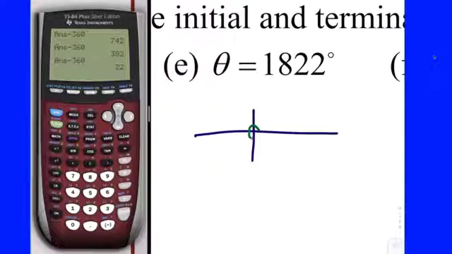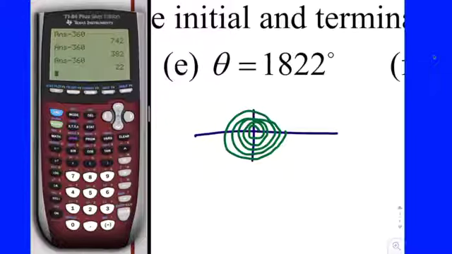One, two, three, four, five full turns, and then 22 degrees, which is going to be somewhere right in here. Now, ultimately, we're not going to be drawing all of those arcs making the complete circle, because you can see it starts to look like that MASH game you played earlier in your life.